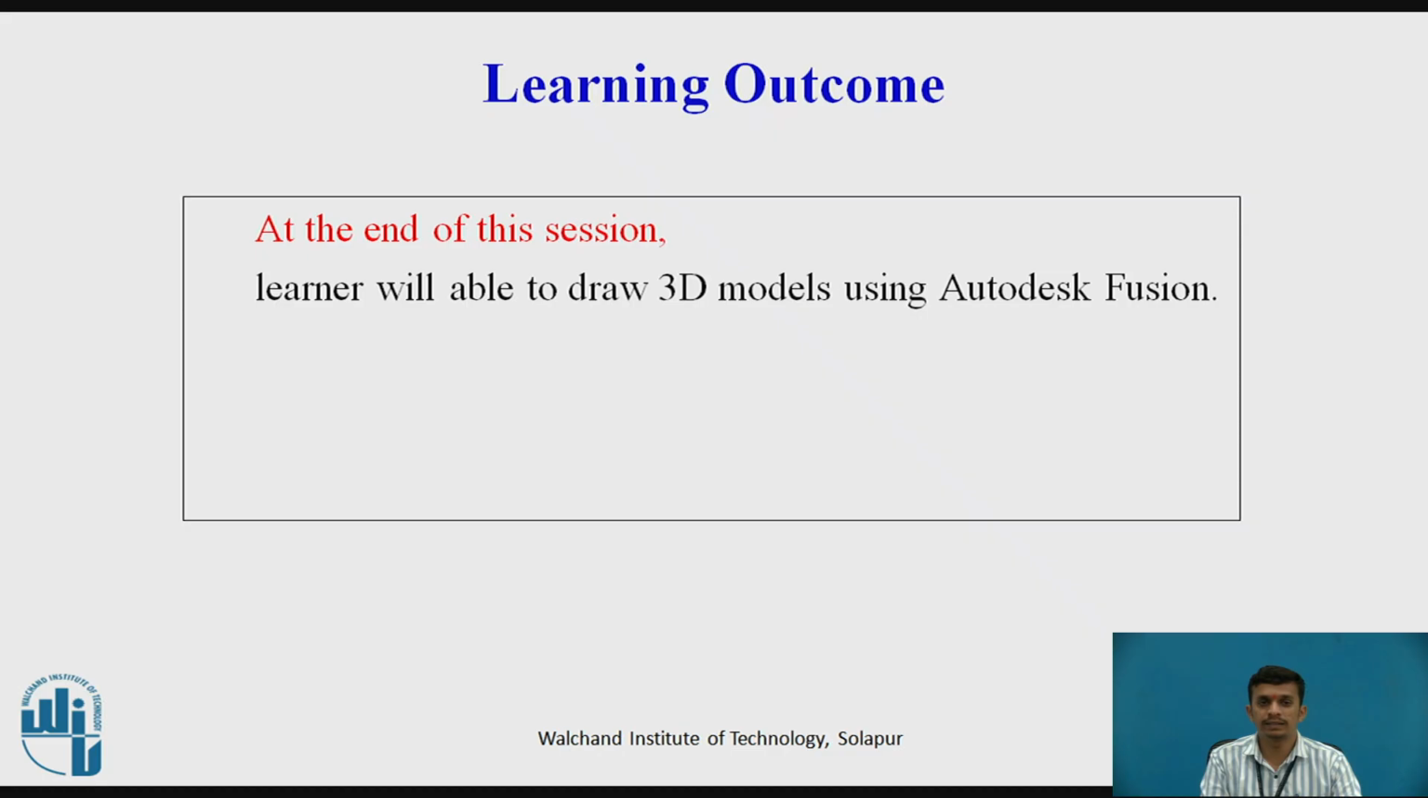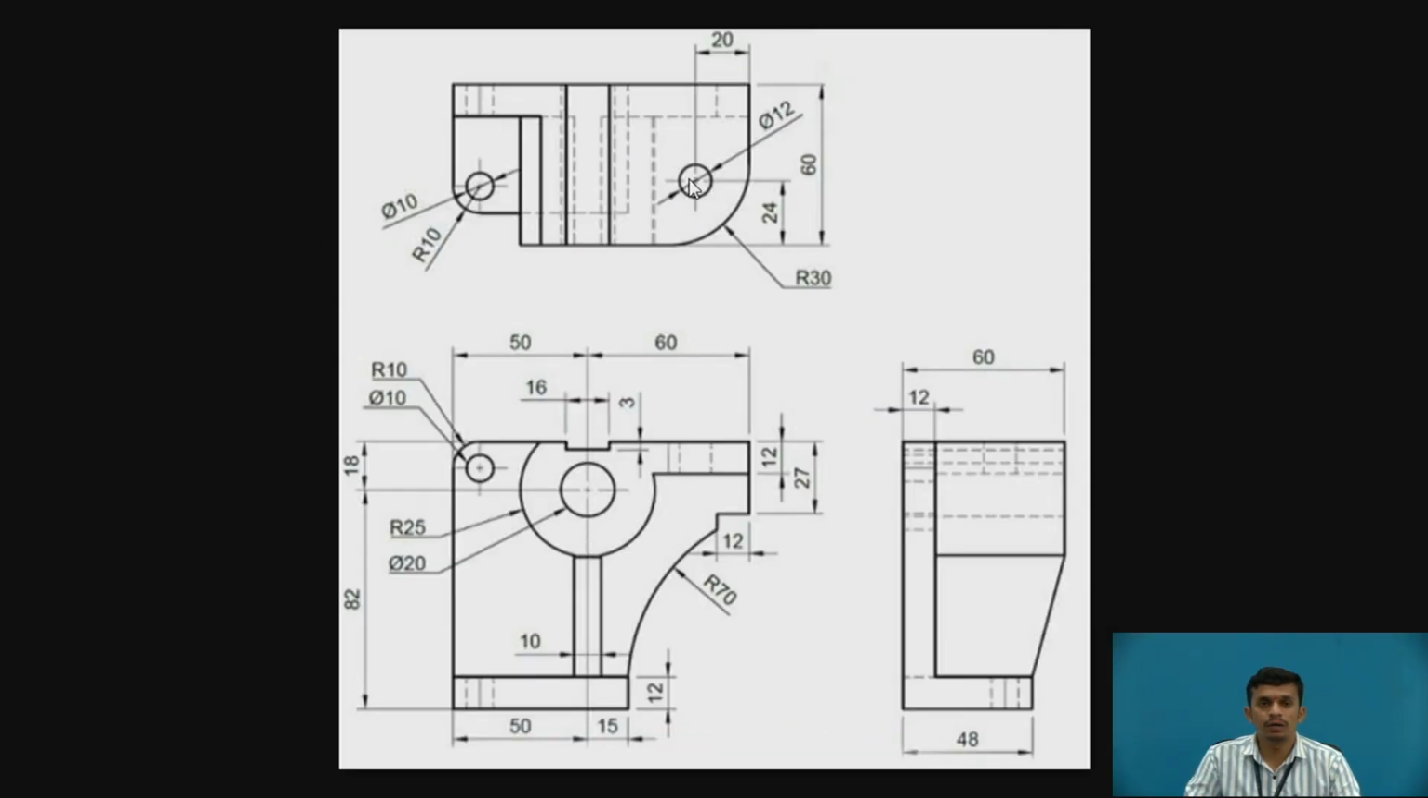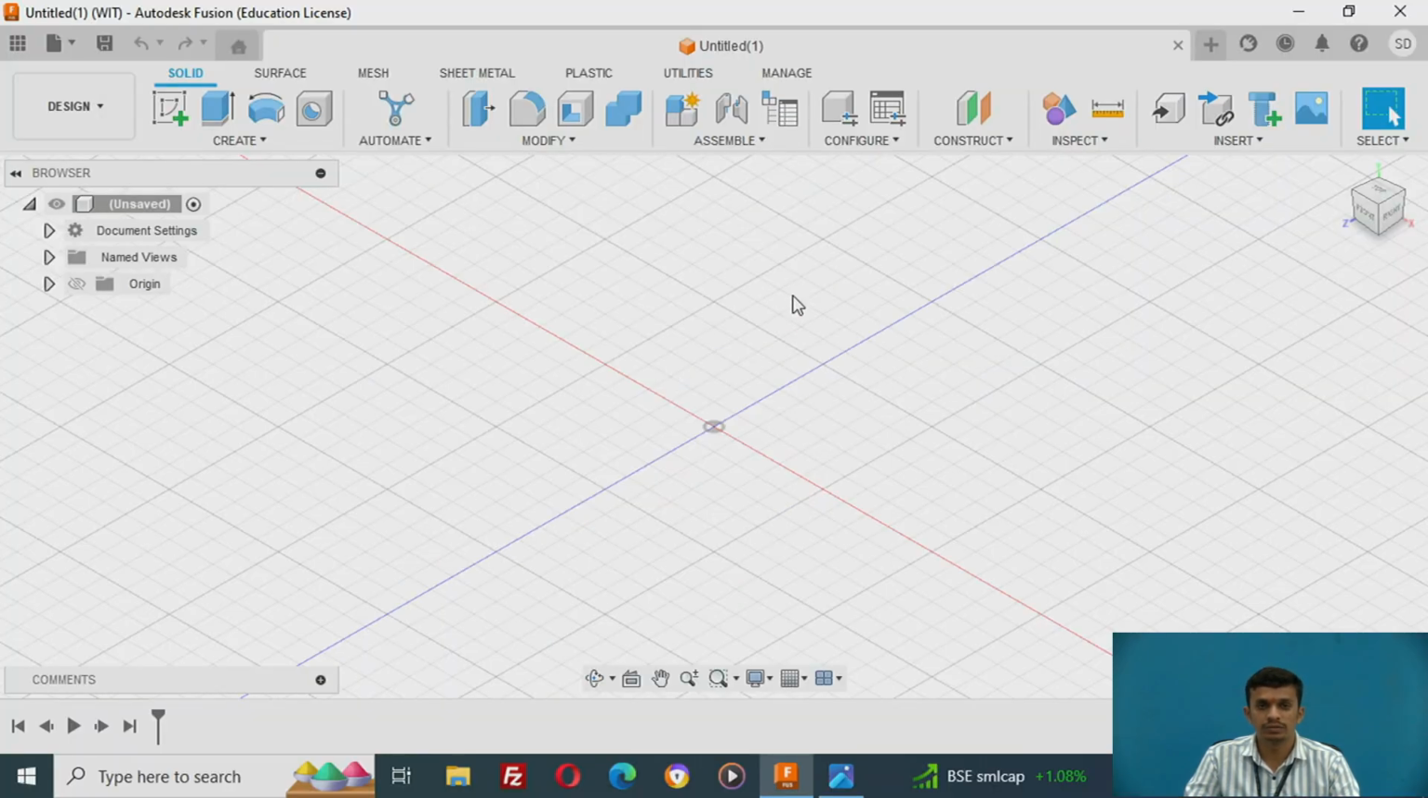The learning outcome: at the end of this session, the learner will be able to draw 3D models using Autodesk Fusion software. We will draw this particular orthographic model into a 3D model using Autodesk Fusion software. So this is the user interface of Autodesk Fusion.